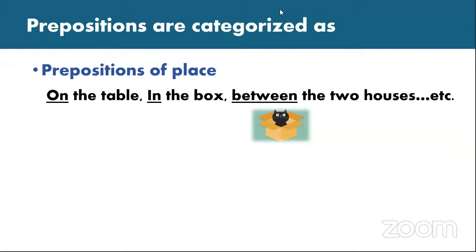These prepositions are called prepositions of place. What are they? On, in, between. There are many. Next one.